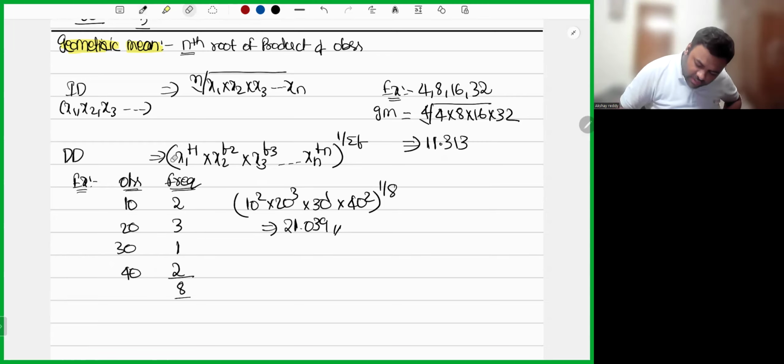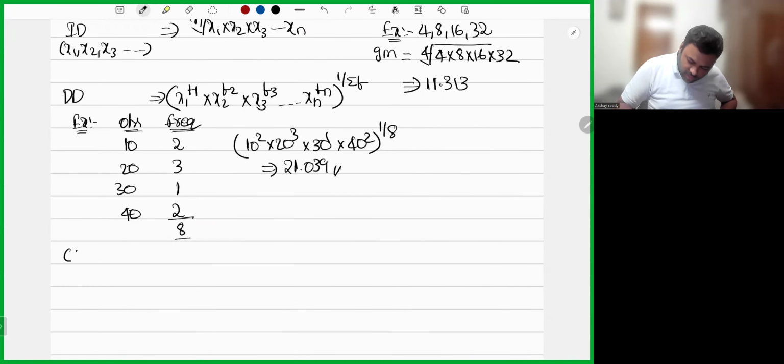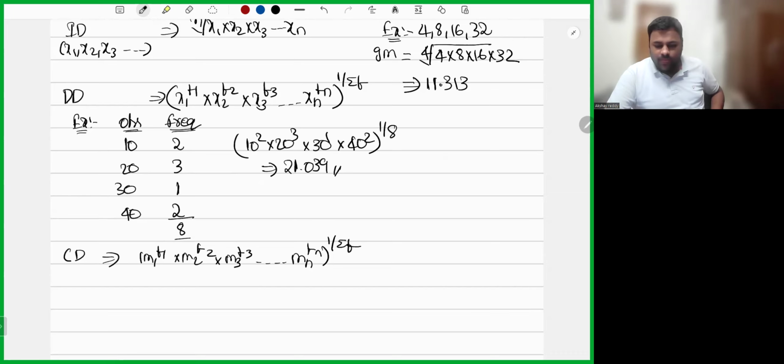Okay. Now in continuous data, what will we have? Instead of x1, x2, x3, so on till xn, we have m1, m2, m3, so on till mn. For continuous data, we have m1 power f1 into m2 power f2 into m3 power f3, so on till mn power fn, whole power 1 by summation of f. Okay, so I hope individual data, discrete data, and continuous data formulas are clear.